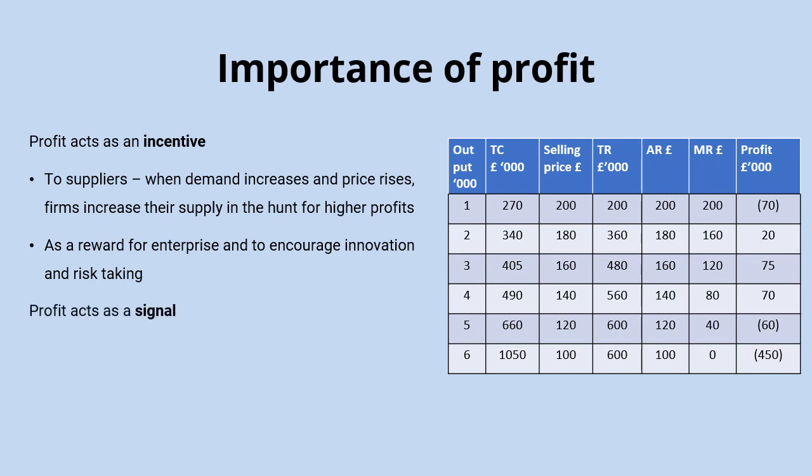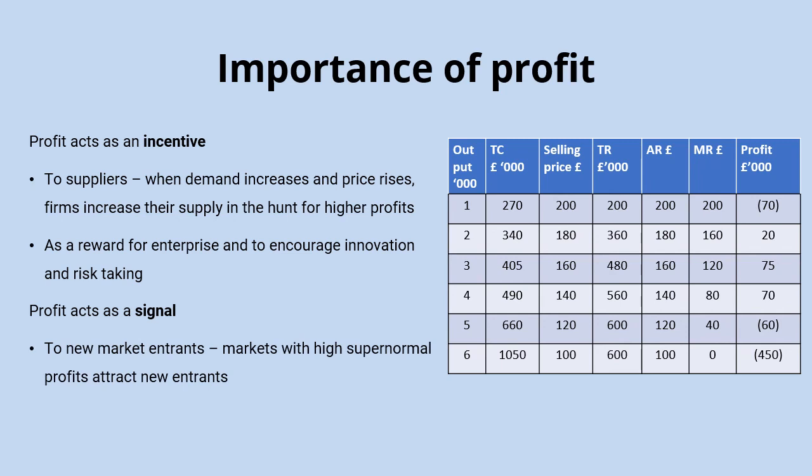It also acts as a signal to new market entrants. So markets with high supernormal profits are generally going to be ones which attract a number of new entrants. It's signalling those new entrants to move into that market because of those supernormal profits, and they get attracted by them. And it also means that when firms are taking decisions on which out of a range of different products to make, then it can help to indicate to them which goods and services they should be providing based on where the highest profits are.